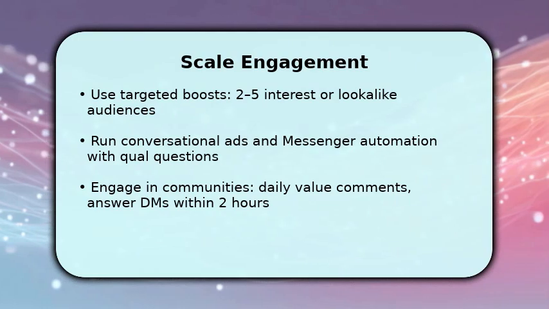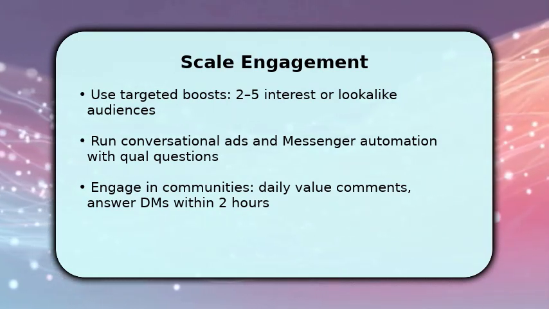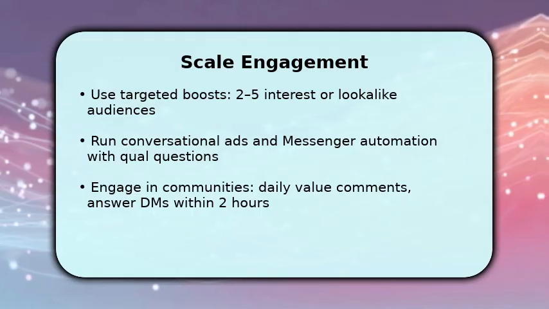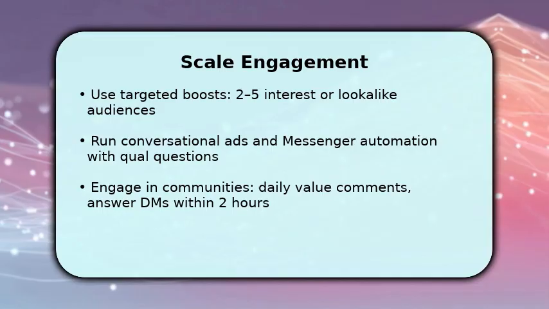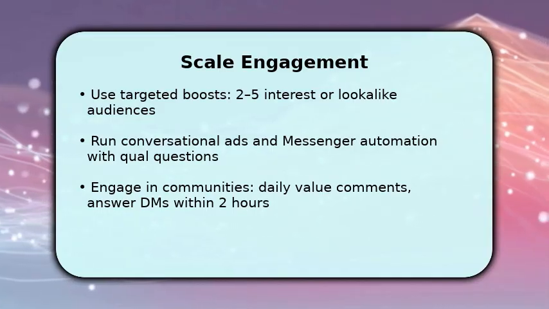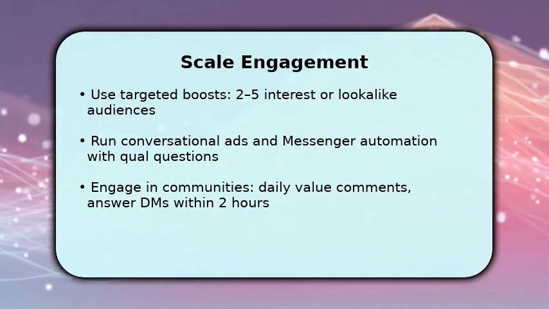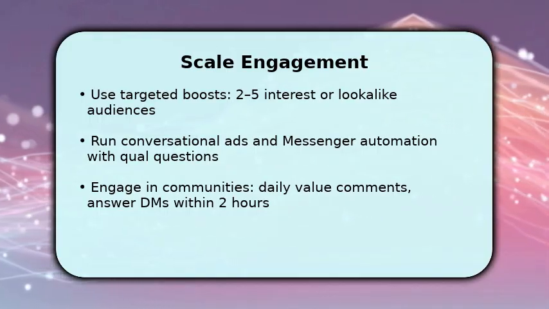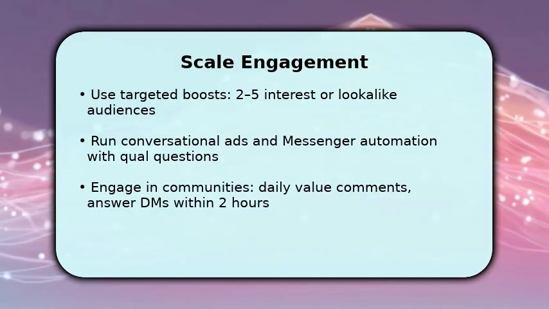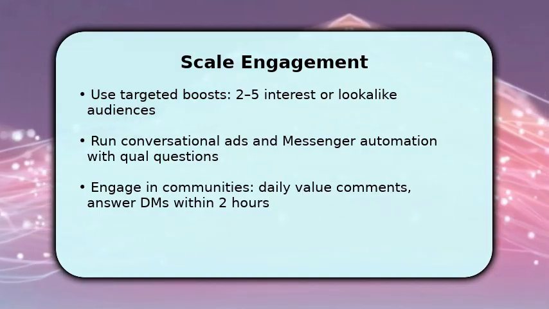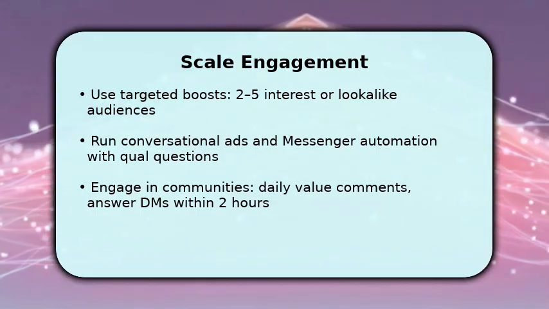Once your asset attracts views, scale with focused boosts and small budget tests across 2-5 precise audiences to learn who converts. Simultaneously set up conversational ads or messenger automation that asks qualifying questions and routes hot leads to you or a booking link. Make organic community work real. Join niche groups, provide daily value, and follow up on comments. This layered approach builds trust, surfaces intent, and creates predictable lead flow if you keep iterating on messaging and creative.